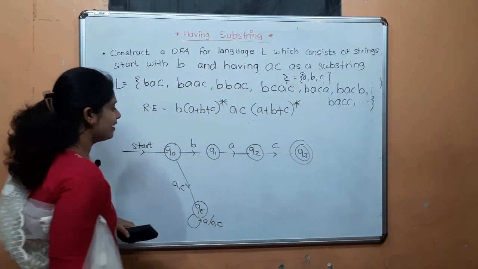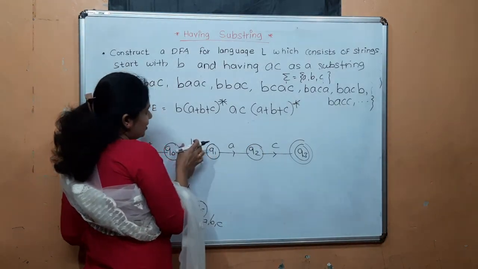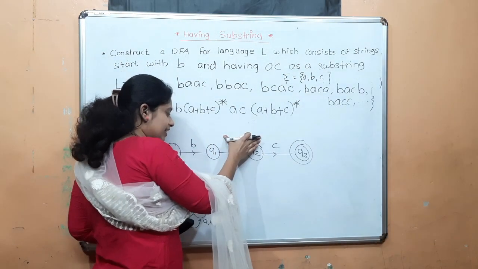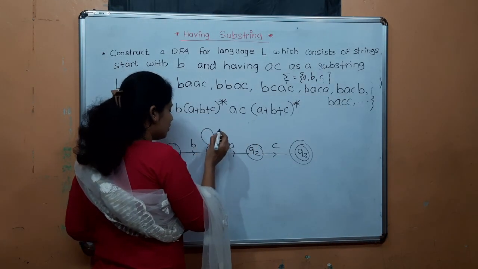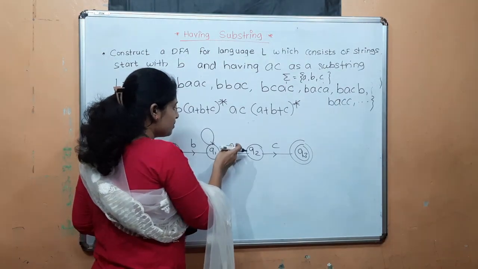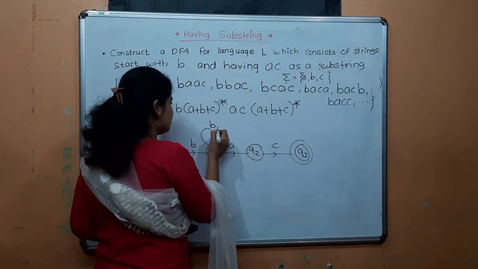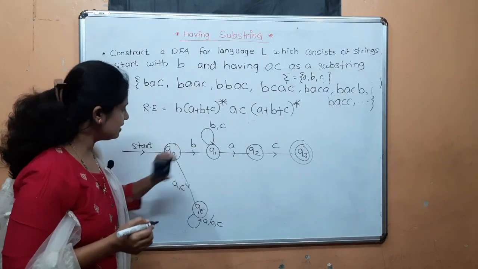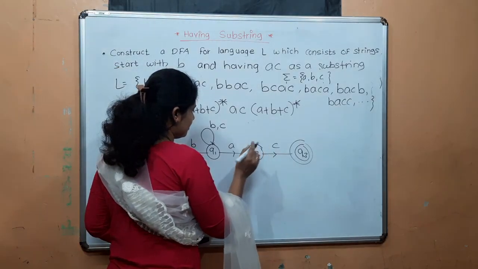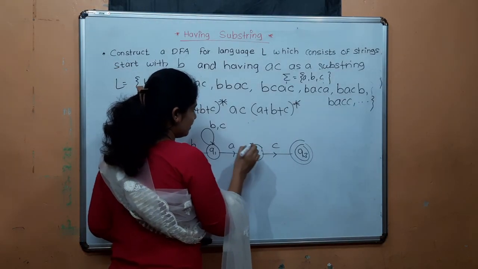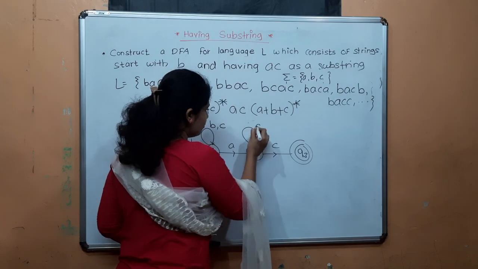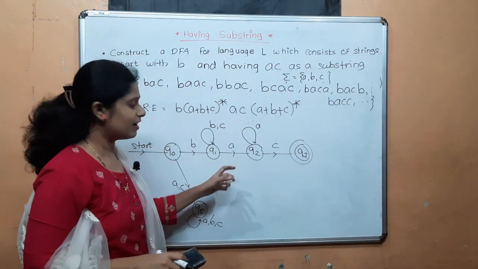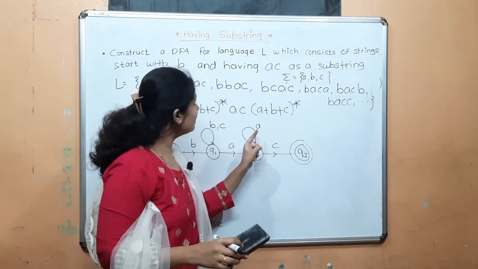Starts with B. Then after that, in between, any number of A's, B's and C's will occur, but A is already given, so here we can give the self loop of B or C. After that, see here, after this A will occur, here I can give the self loop of A because it will finally become AC.